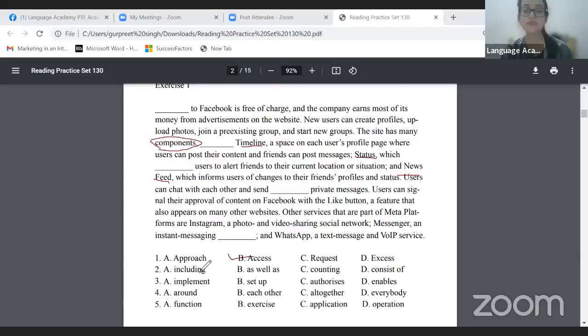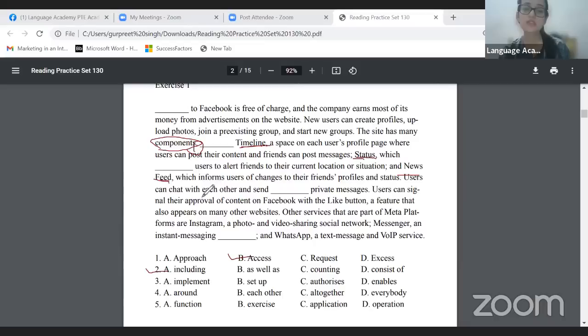The difference between such as and including is generally that when we put such as, we don't really put a comma before that. But here, if you can see, there's a comma before the blank. And that is why maybe they have not given us such as the option. But even if it is there, you will go with including because there's a comma before the blank. So including is another way to give examples. And the components were timeline, status, and newsfeed. And then they had described them.